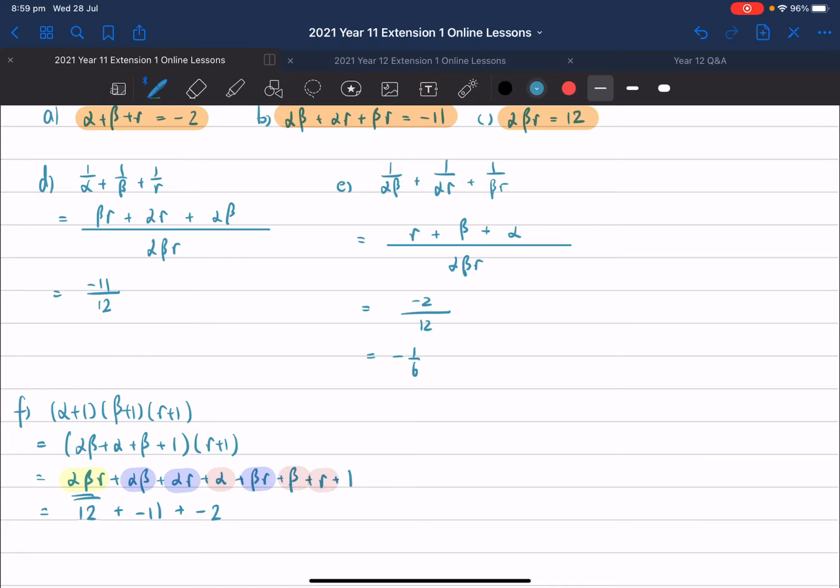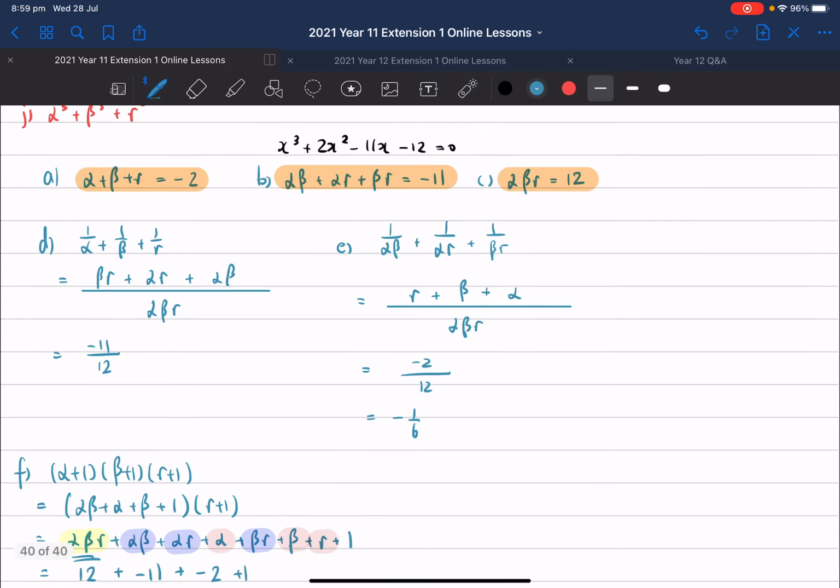That's -2. And the last one is just +1 at the end. All right, so once you finish this at this stage, then it's just pretty easy calculation. 12 minus 11 is 1. 1 plus 1 is equal to 2. 2 minus 2 is equal to 0. So at the end, the answer is equal to 0 for question F.